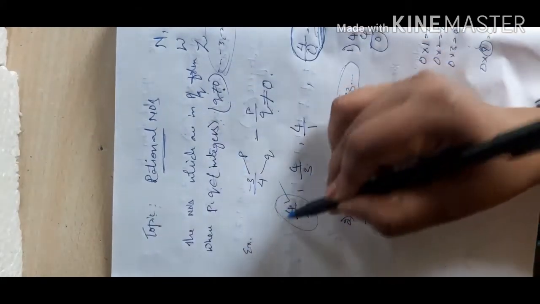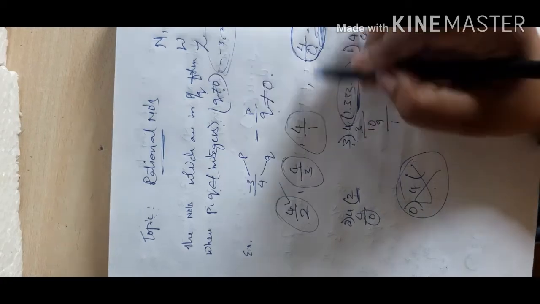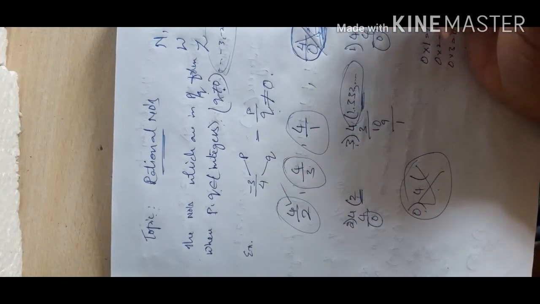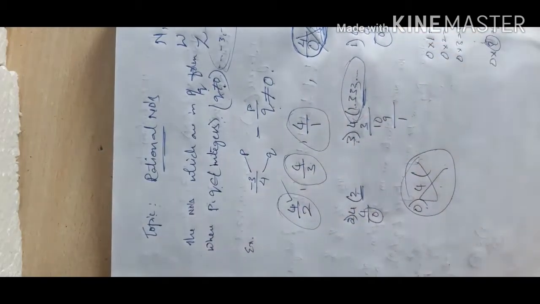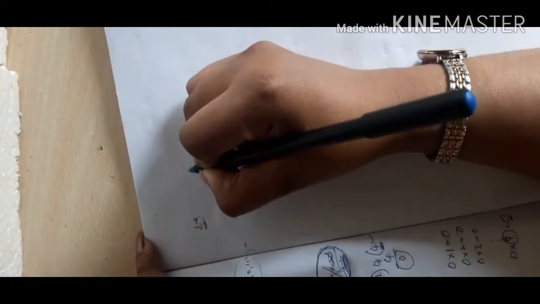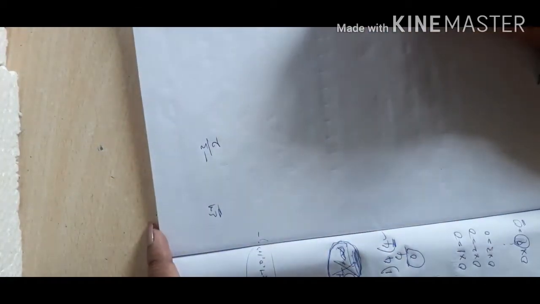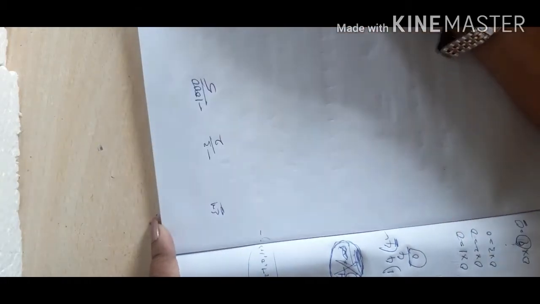So now 4 by 2 is a rational number, 4 by 3 is a rational number, 4 by 1 is a rational number, except 4 by 0. Clear? I have taken 4 every time here, but you can take any value. For example, -3 by 2 is a rational number. -1000 by 5 is also a rational number.